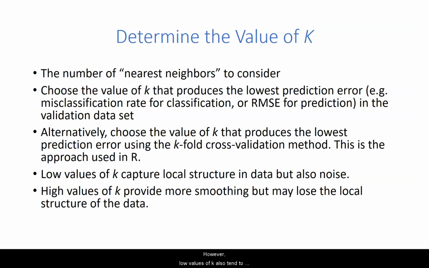However, low values of k also tend to capture the noise in the data that cannot be generalized to new datasets. On the other hand, high values of k, for example, k equal to 20, 25, or 30, tend to provide more smoothing of the prediction to get rid of the noise in the data. But at the same time, it can also lose important local structures of the data. Therefore, choosing the optimal k is a combination of both science and art.